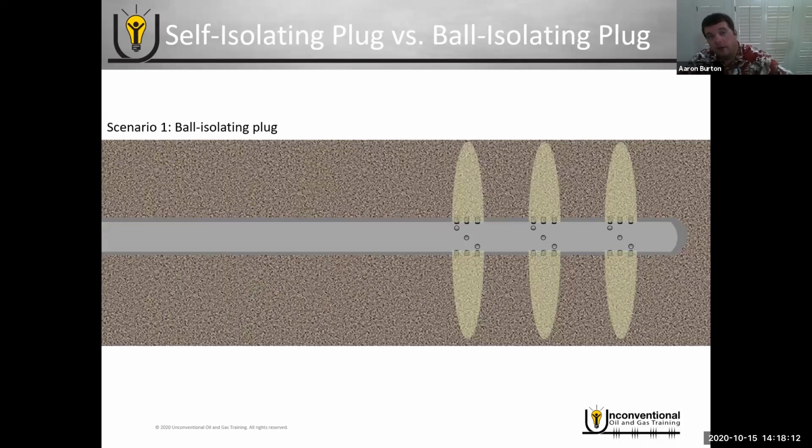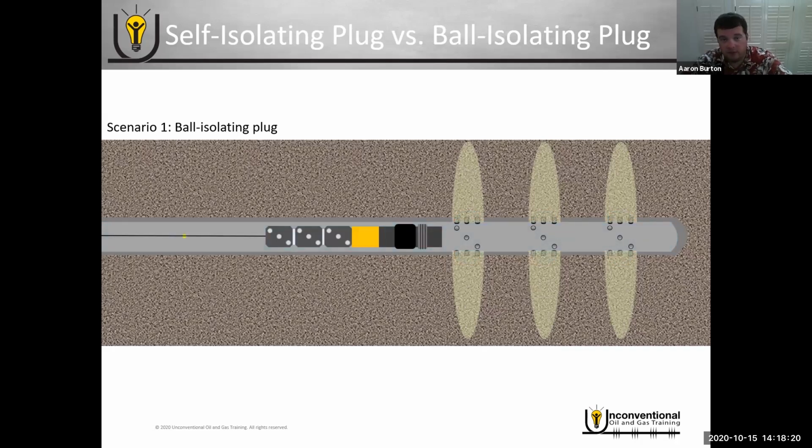Now, same scenario, but now with the ball isolated plug. We pump through the previously fractured stage. Once we get to the intended depth, an electric signal sets the setting tool, sets the plug, and then your setting tool releases and you can pull away.